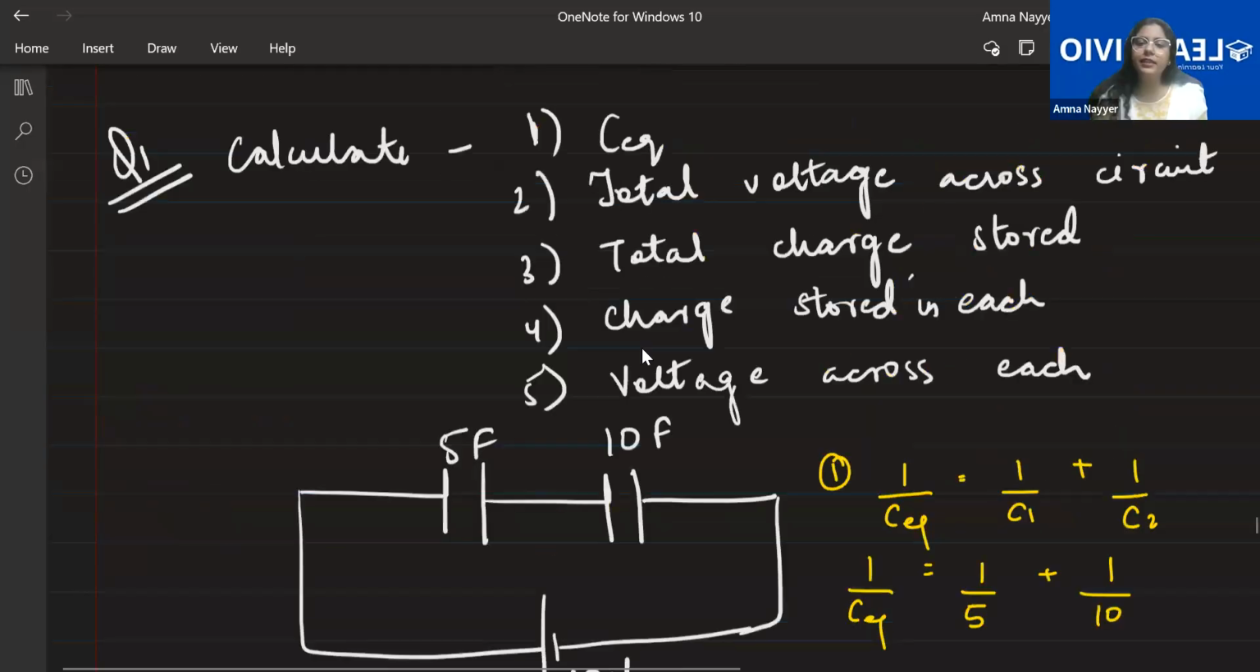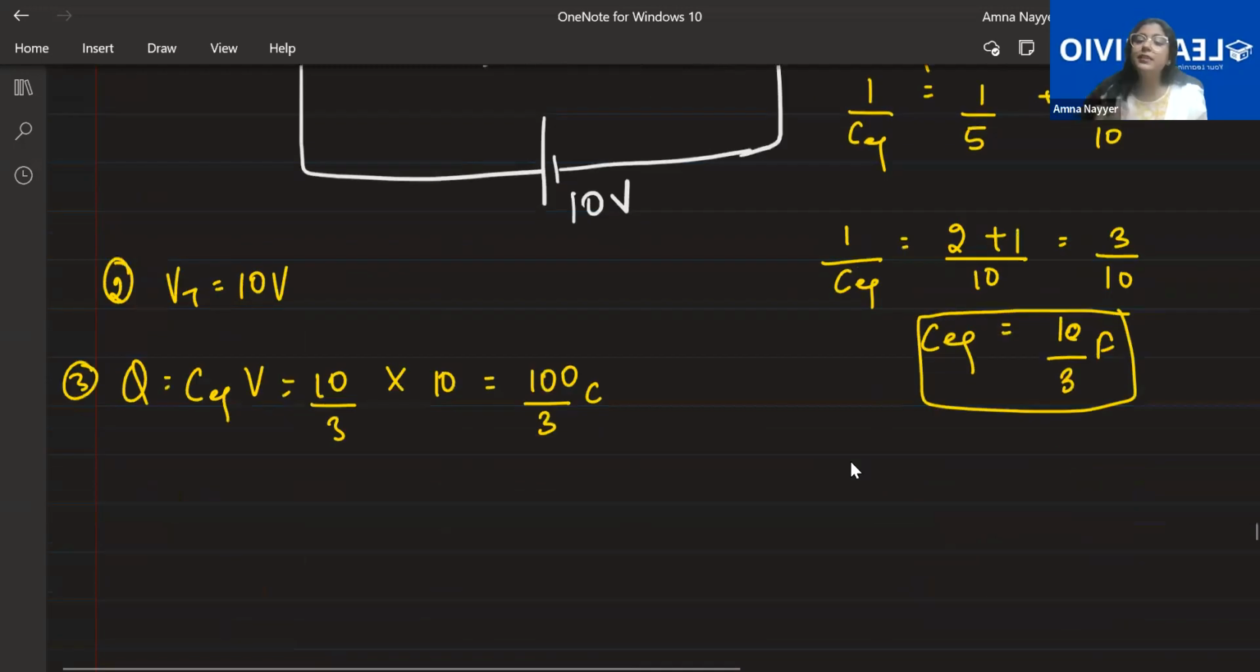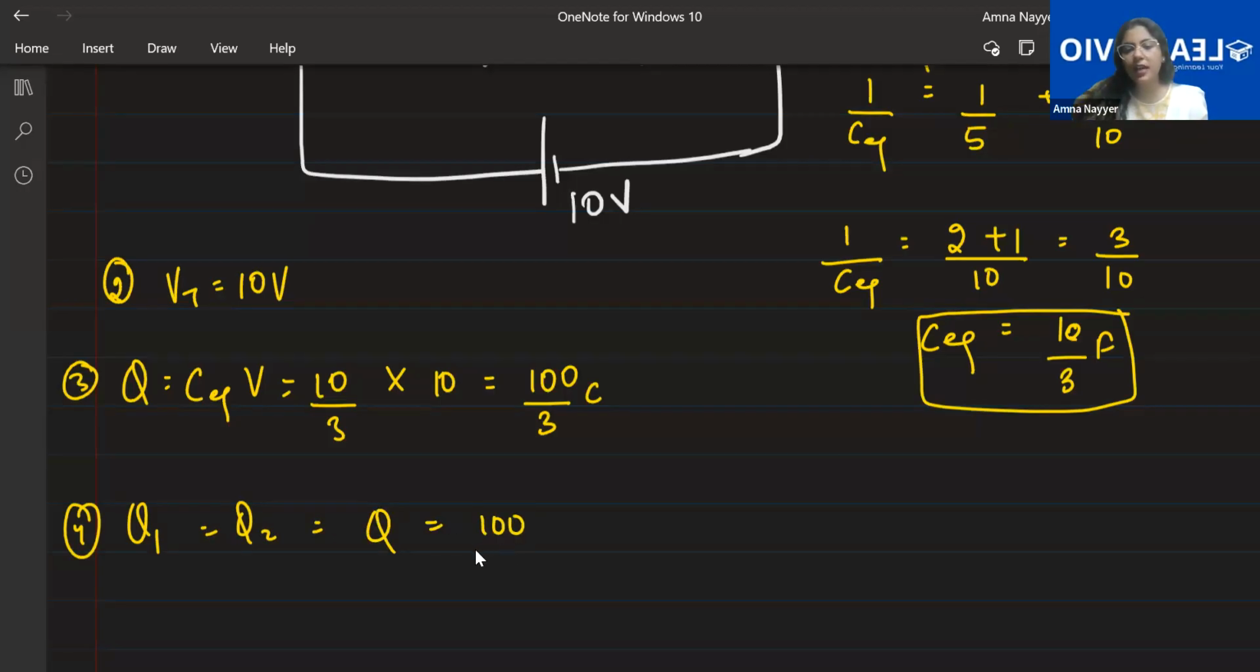Now, the fourth part says charge stored in each. Charge in series remains the same. So even if you have 5 farad of capacitor and 10 farad of capacitor, the total charge that has flown through it is 100 by 3. So in the individual ones also, it will remain as 100 by 3 coulomb only. So for the fourth one, your Q1 will be equal to Q2, which will be equal to the main charge, that is 100 by 3 coulomb. All the charges will be the same. Why? Why is it same?